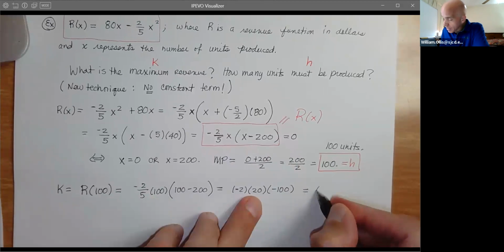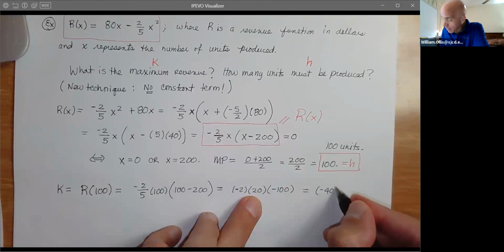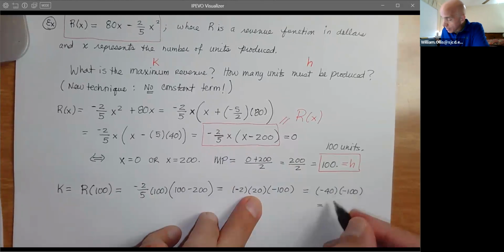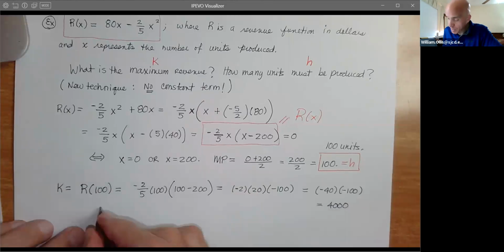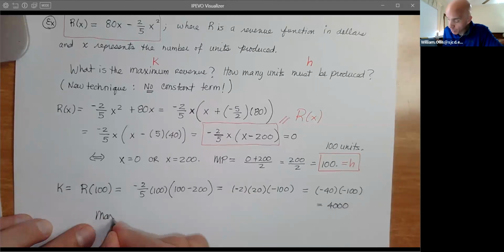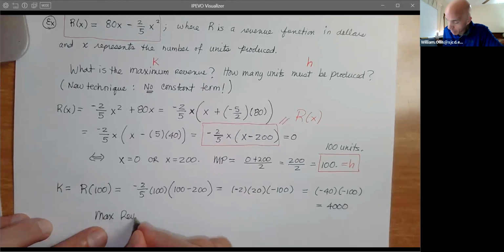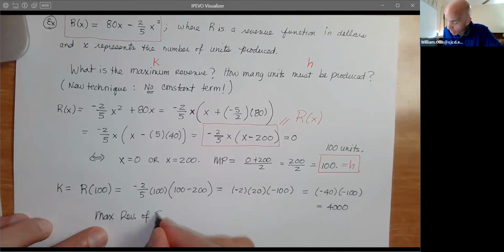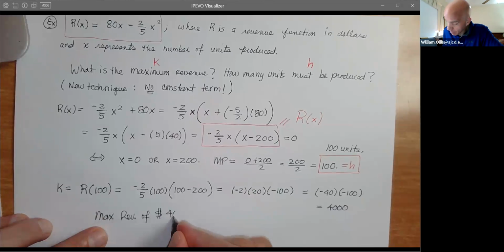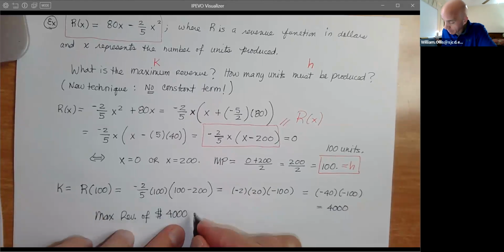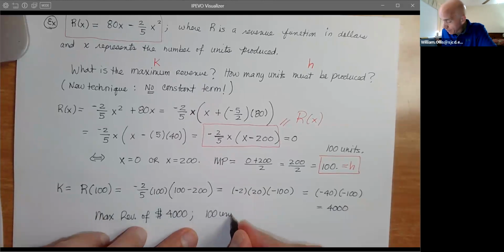So this gives us a -40 times a -100, which will give us what? 4,000. So we see max revenue of 4,000, 100 units produced.